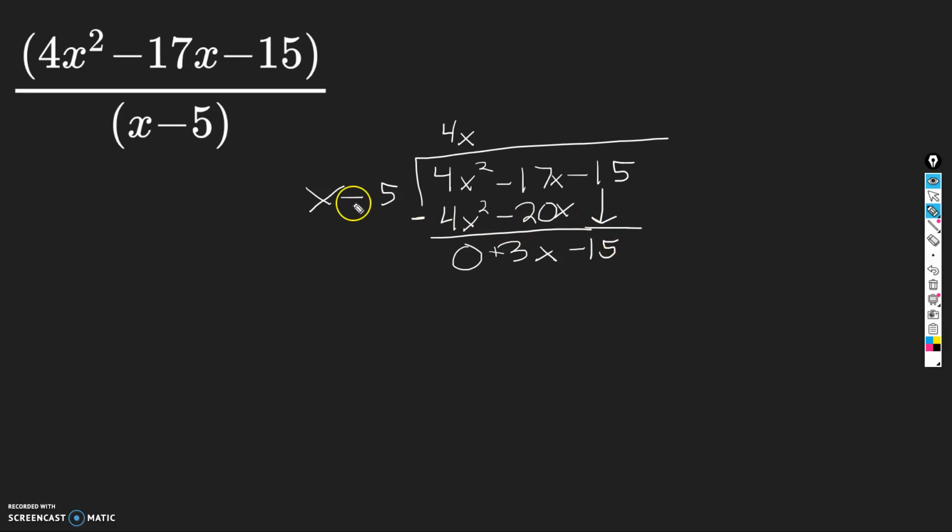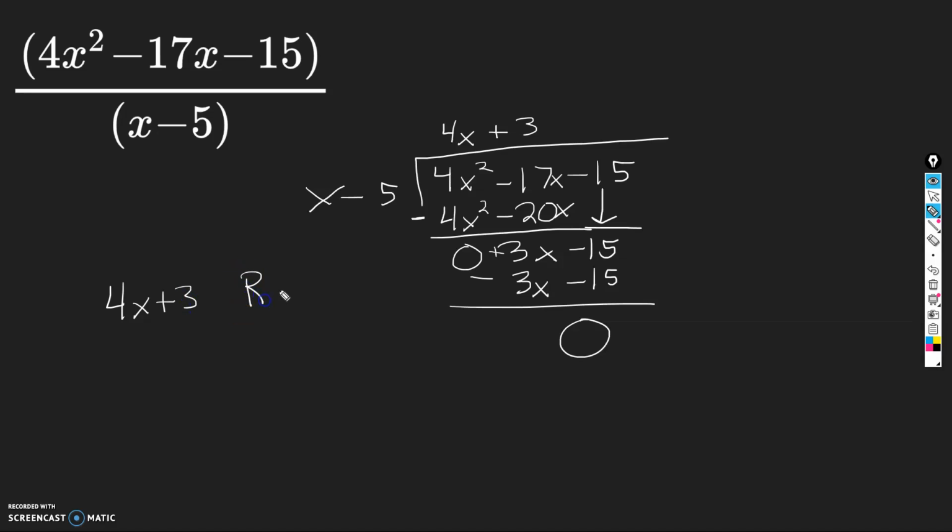And now we do the same thing. Okay, now how many times does x go into 3x? Well, positive 3 times. 3 times x is 3x. 3 times negative 5 is negative 15. We subtract. Hey, those guys are going to go to 0. So 4x squared minus 17x minus 15 divided by x minus 5 is going to be 4x plus 3 with the remainder of 0 because it's going to go in evenly. So we can just say 4x plus 3.